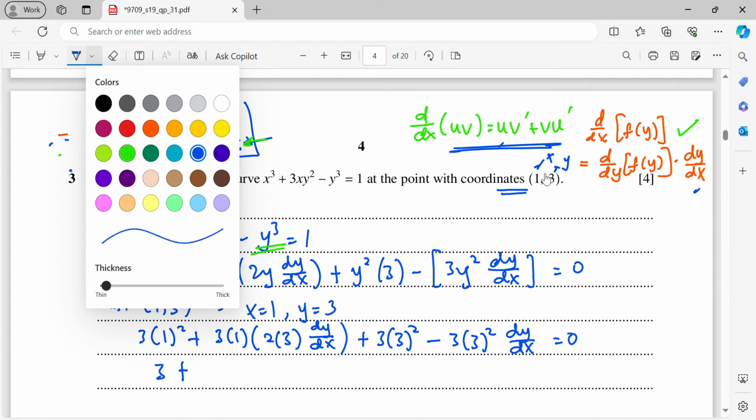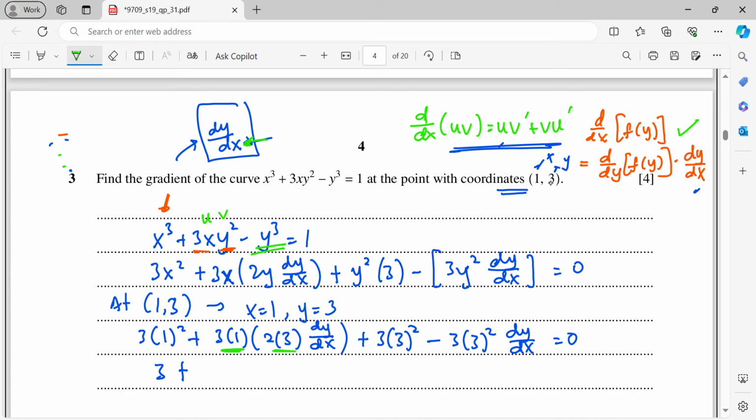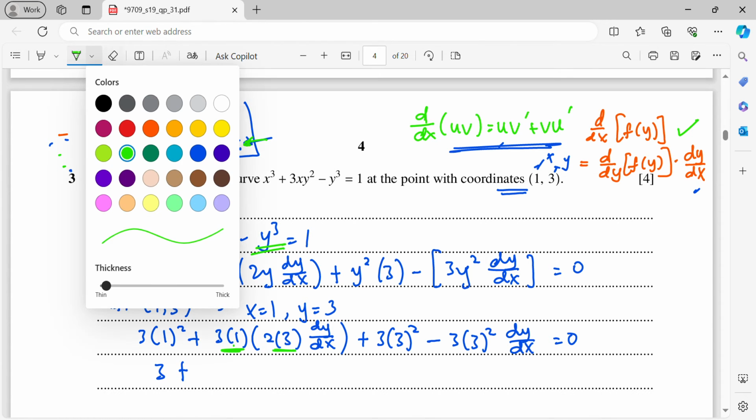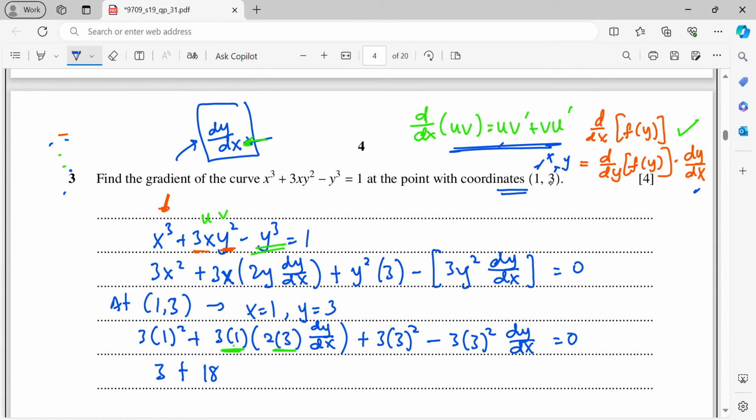Now, when you do the expansion, this is 3, this is 6. So 3 times 6, 18. Then it is 18 dy over dx. Then now here, 3 times 3 squared, that is 27. Same goes to the next term, 27 dy over dx, that equals 0.